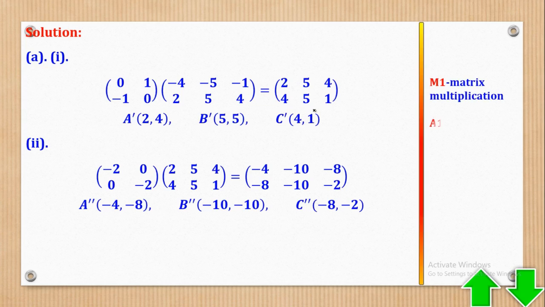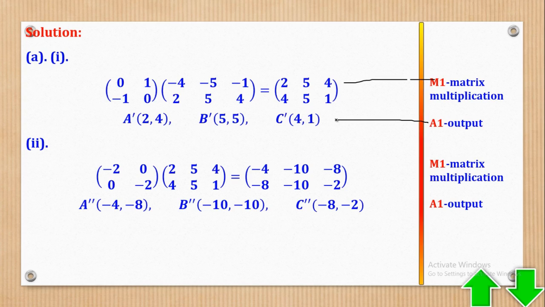So before we go to the next slide, let's see how marks can be awarded for this. M1 for matrix multiplication, A1 for output, M1 for matrix multiplication, A1 for output.